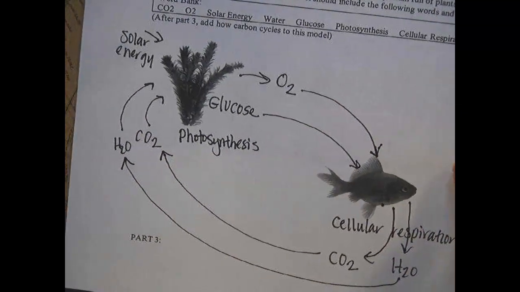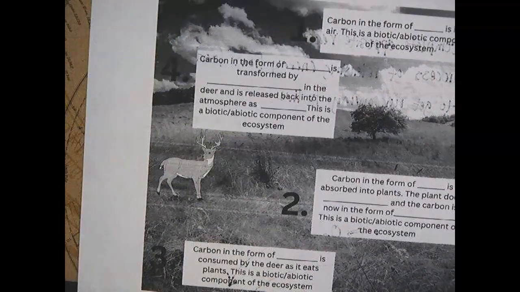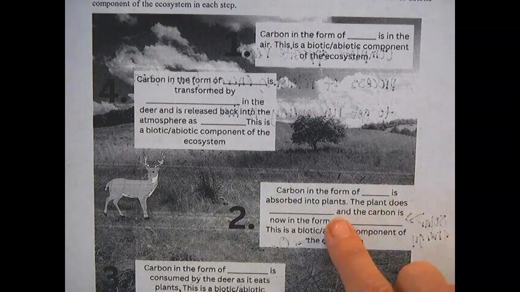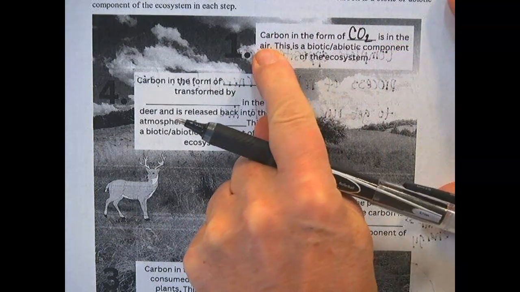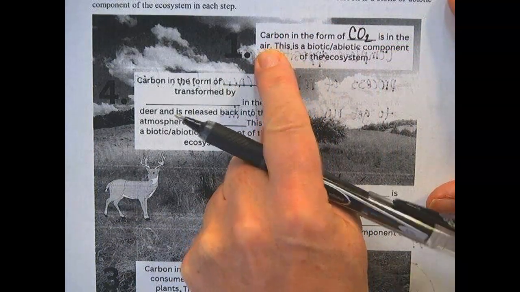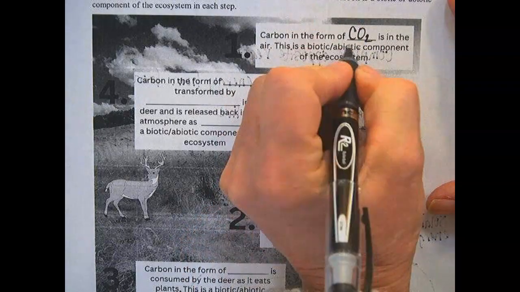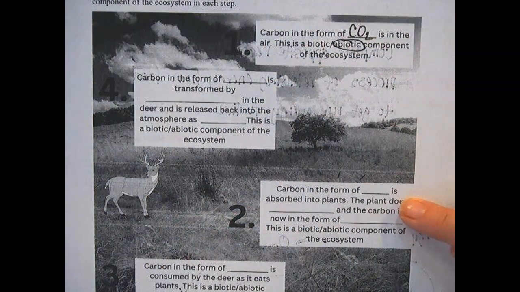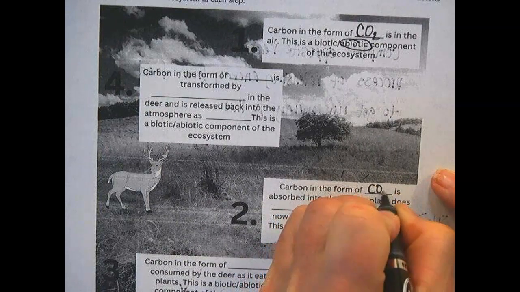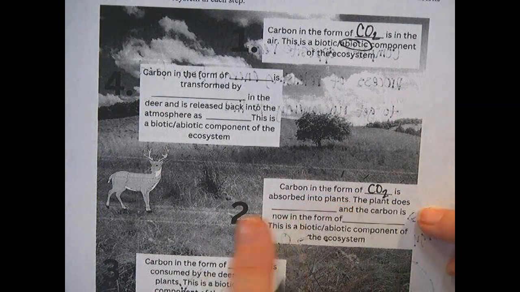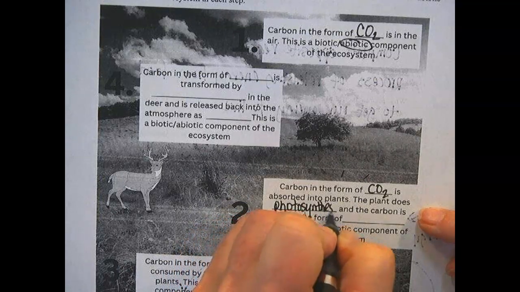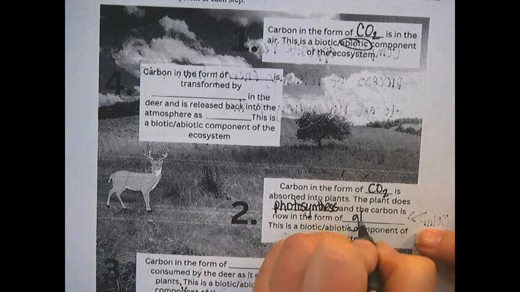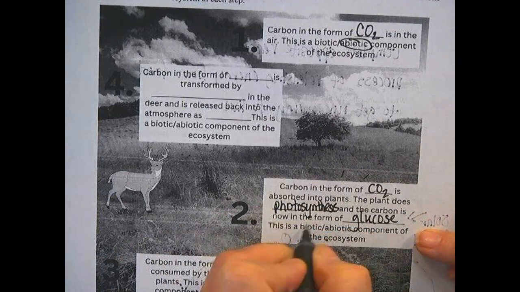So we can also show that on the back. So if I go here, we're going to start with carbon in the form of CO2 in our air. And since it's air, it's not in a living thing. We know that A means not, so abiotic. Carbon in the form of CO2 is absorbed into plants. The plant does photosynthesis. And the carbon is now in the form of glucose. Now that it is in a living thing, it is biotic.